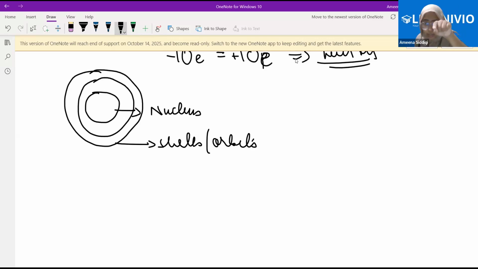Now we have seen the location. Can I say protons and neutrons are here in the nucleus? Yes, we have just seen that. So they are present in the center of the atom, because the nucleus is in the center of the atom. Now the electrons are present on these shells or orbits, which are around the nucleus. Any problem till here?